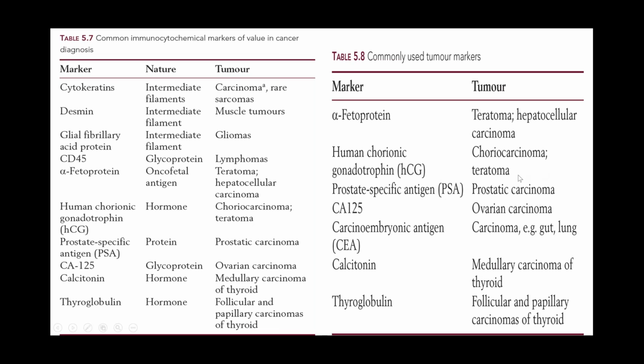is for prostatic carcinoma. CA125 is for epithelial ovarian tumors, and carcinoembryonic antigen is the tumor marker of carcinoma, for example gut tumor and lung tumor. Calcitonin is for medullary carcinoma of the thyroid, and thyroglobulin is the tumor marker of follicular and papillary carcinoma of the thyroid.